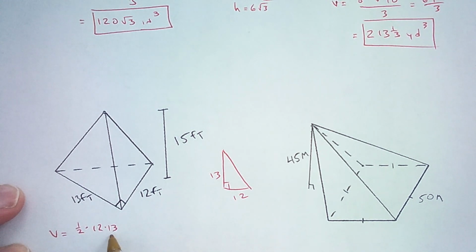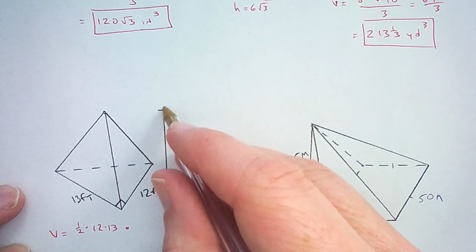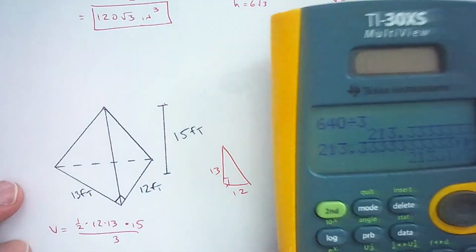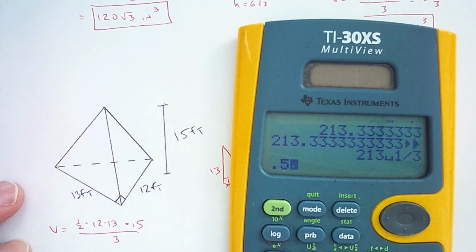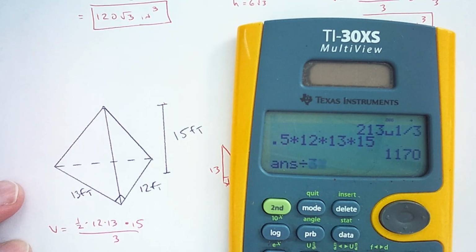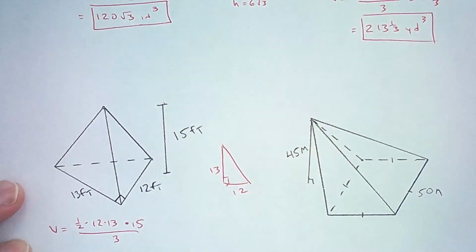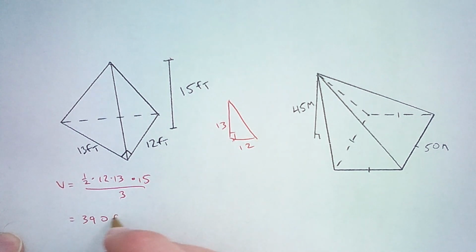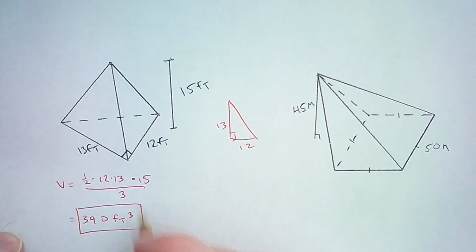This is the area of the base, half times 12 times 13, times the height of the pyramid from the base to the vertex, which is 15, divided by 3. So we have half times 12 times 13 times 15, divided by 3, is 390. So the volume is 390 feet cubed.